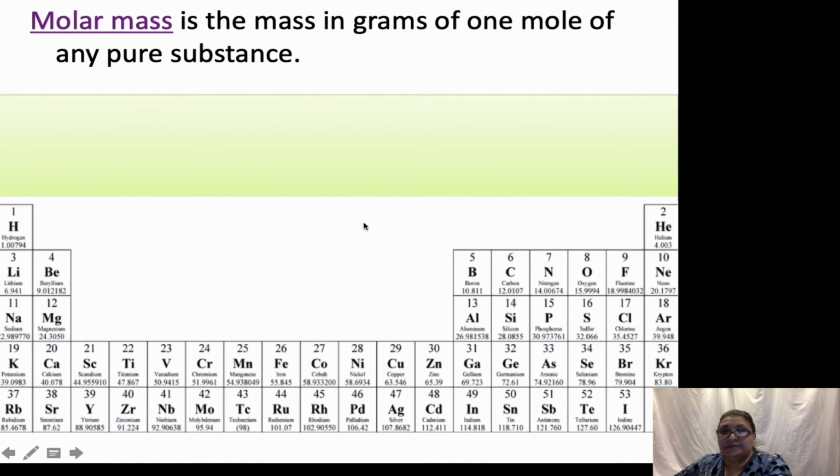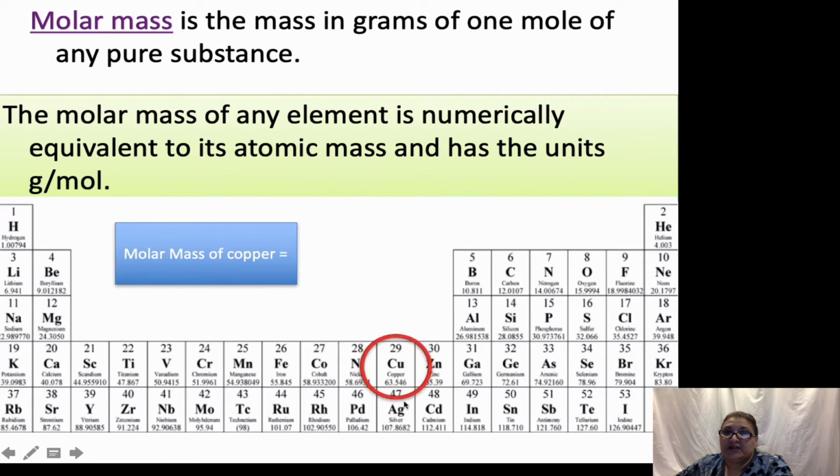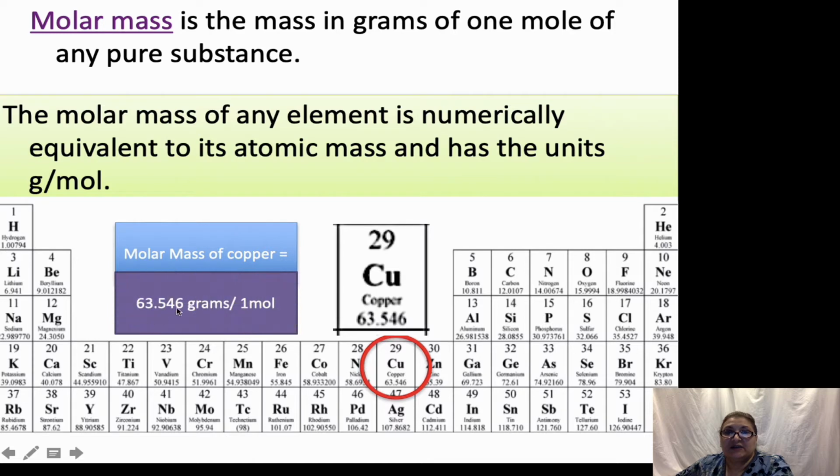Molar mass. The mass in grams of 1 mole of any pure substance. Now this is where we're going to be using a lot. The molar mass is usually grams per 1 mole. And if we want to look up the molar mass of copper, for example, then we just take it right off the periodic table, and it's the number right on the bottom here, and it's 63.546, and this is how we write it. We write it molar mass equals 63.546 grams per 1 mole. That's called the molar mass.